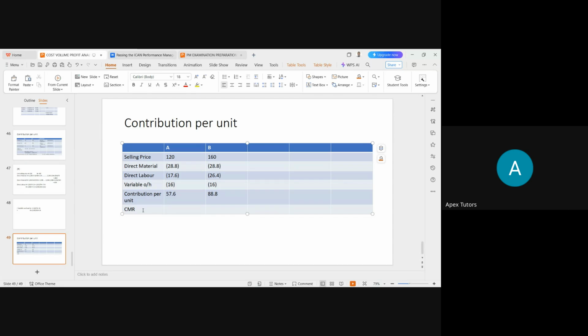So to get the contribution margin ratio for A, it will be 57.6 divided by the selling price, which gives 0.48. And for B, it will be 88.8 divided by the selling price, which is 160. It will be 0.56. Let's leave it at 0.55, since we don't have much issue of approximation.